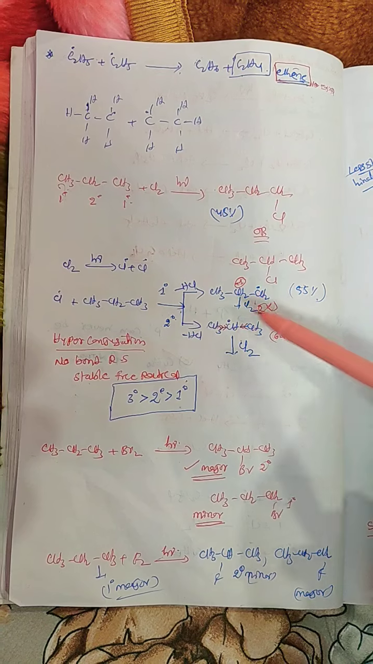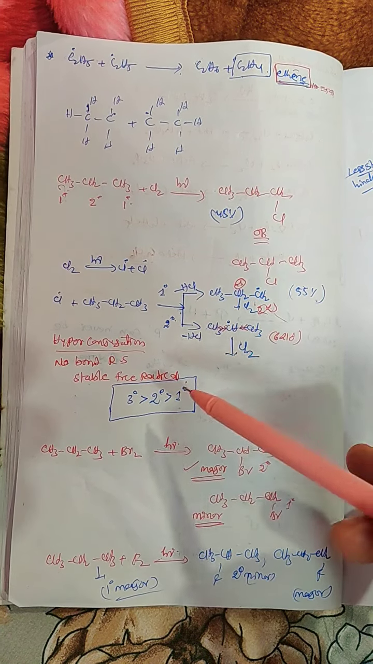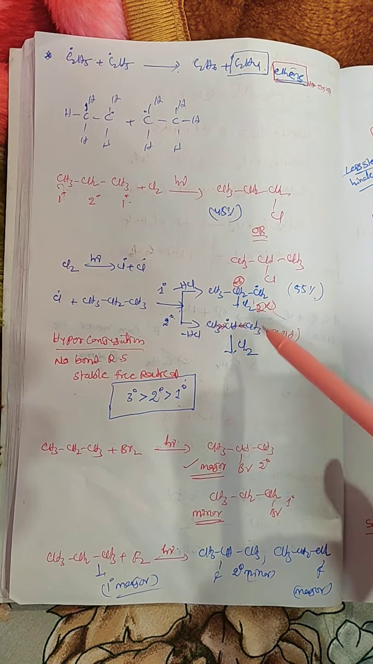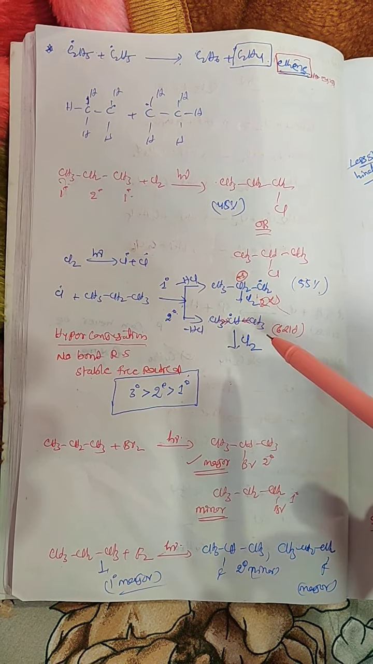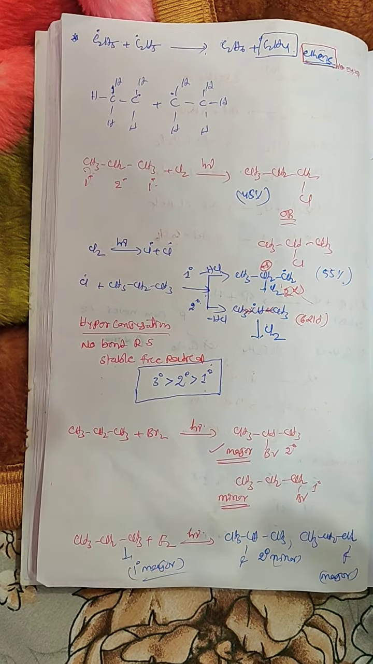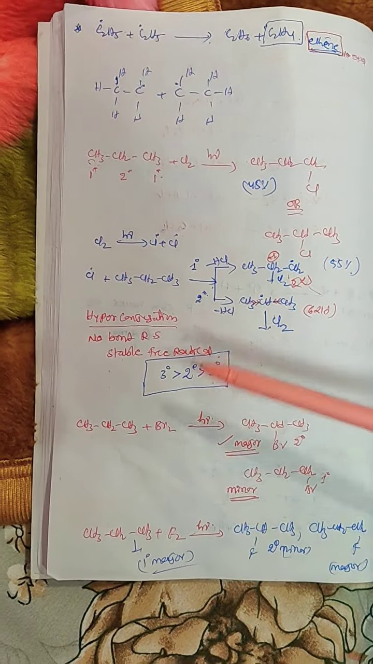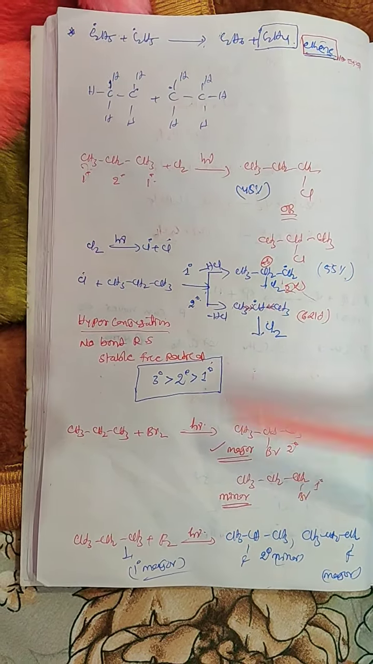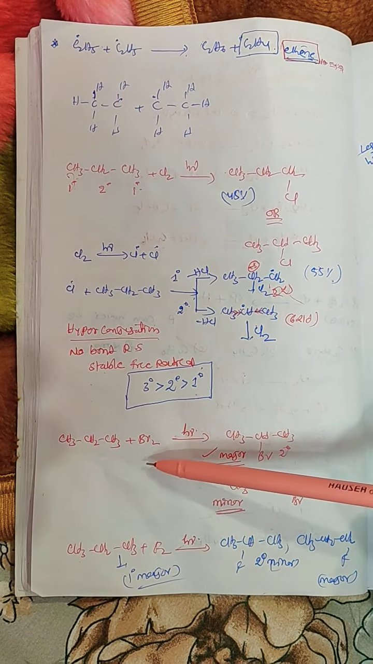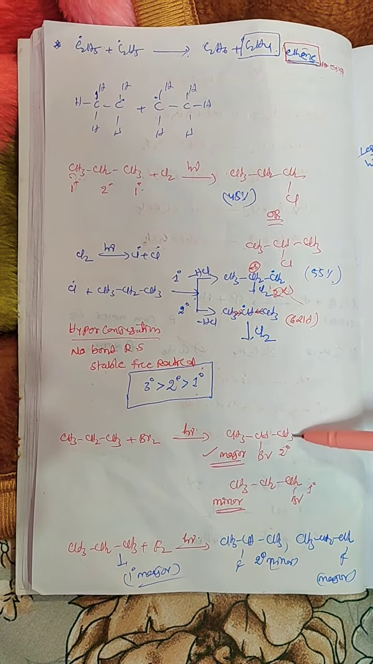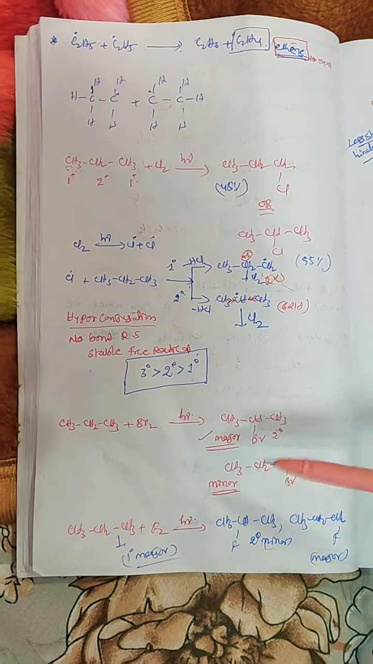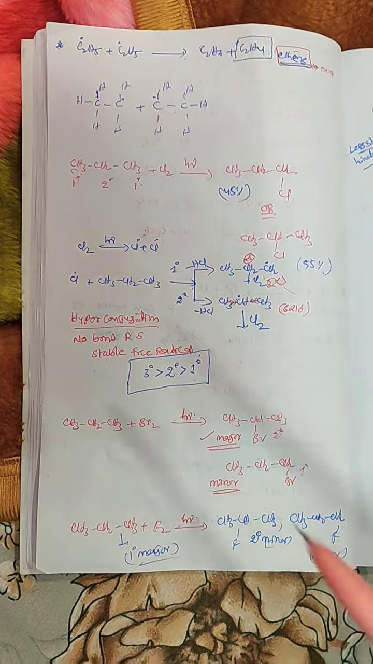Tertiary carbon radical is more stable than secondary, than primary carbon radical, according to the order of free radical stability. If you use bromine in this case instead of Cl, with similar propane and bromine, they will form the secondary. This is primary bromine, primary carbon, secondary carbon. This is the major. Here also secondary is the major.